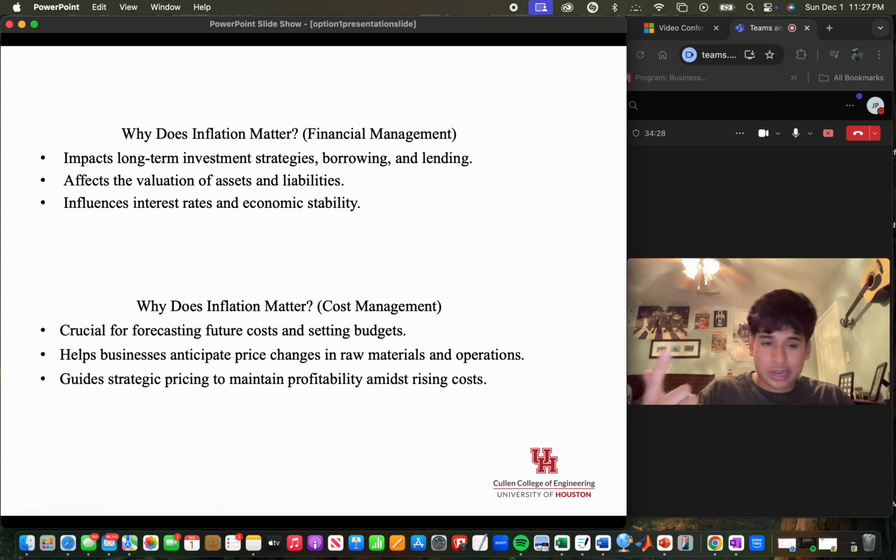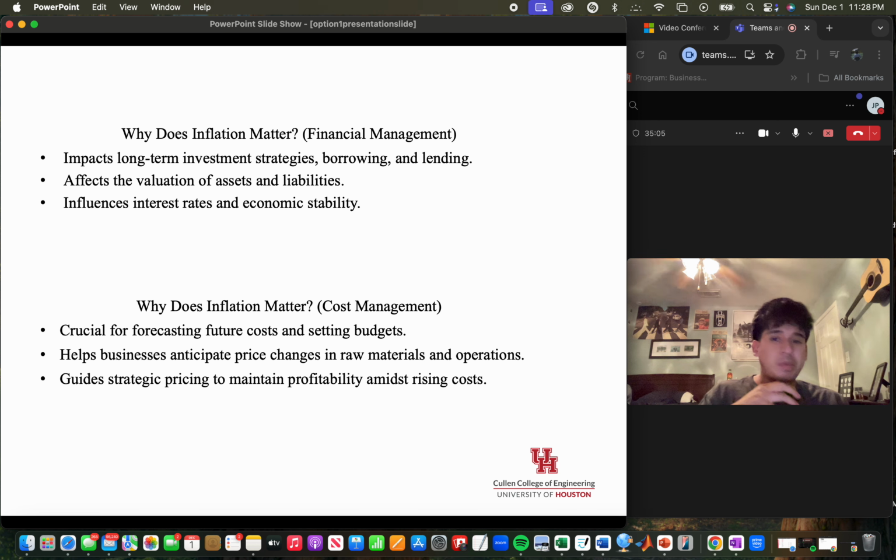In the 1950s, a house was, I'm pretty sure, 5% of what a house costs now. If somebody from the past came and talked with somebody from the future, they would be shocked. So it affects assets and liabilities. That's why inflation matters. The higher the inflation is, the more a house is going to cost. When you go to a bank and you ask for a loan, the rate is going to be higher. It influences interest rates and basically dictates economic stability.